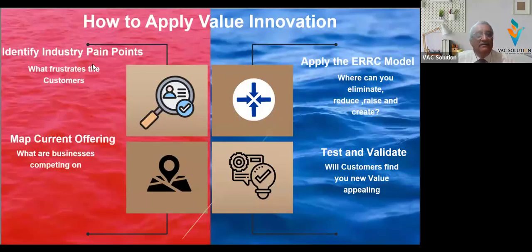The same thing is what is being recommended here. The field is this: what frustrates the customers, and what the businesses are competing on, is the field. The ERRC model is the feed. By creating that ERRC model, eliminate, reduce, raise, and create, you are intervening into this field. And test and validate is the future.